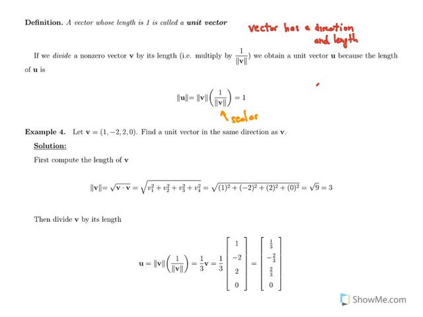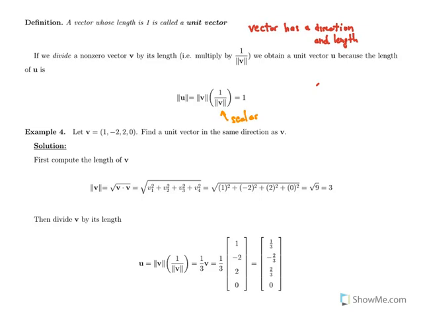So let's do an example. Let v be the vector (1, -2, 2, 0). Noting that we're writing the vector in this parenthetical notation, we can just as easily write it as a column vector. We're going to find a unit vector in the same direction as v. It holds that property of direction, but it has a different length. So first compute the length of v, because we're going to have to divide by that number.